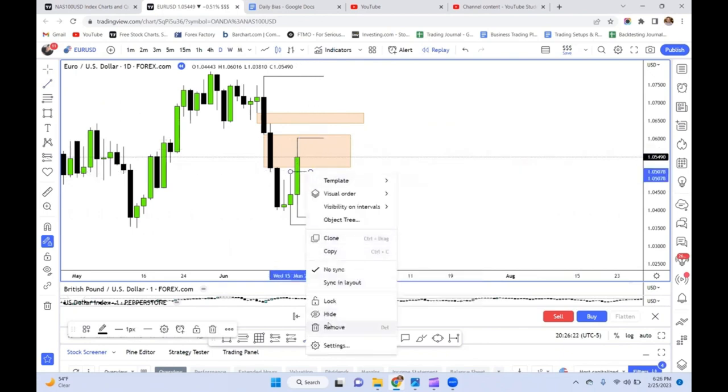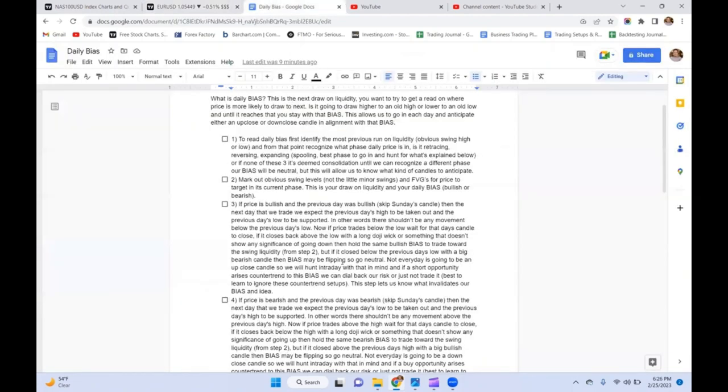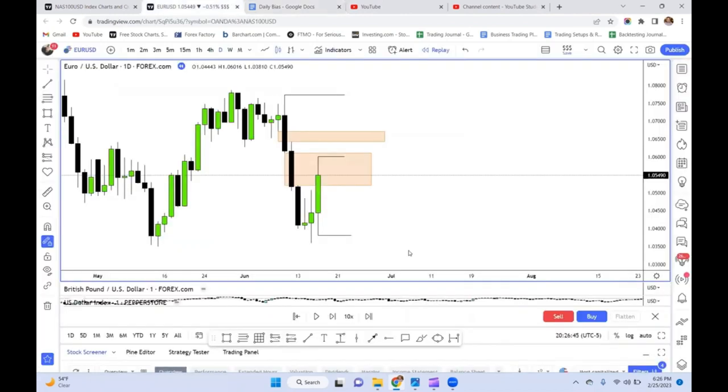So the way that price will do that will be, I wrote it here, price will open, Judas swing, manipulation, create the wick, then distribution rallies to target the previous day's high. And ultimately, that obvious swing high or low liquidity level, which is these levels here.